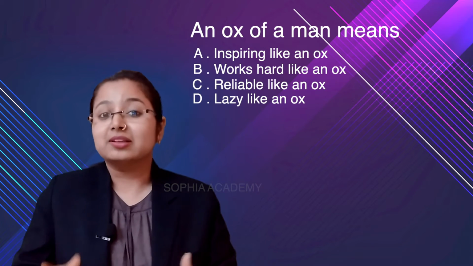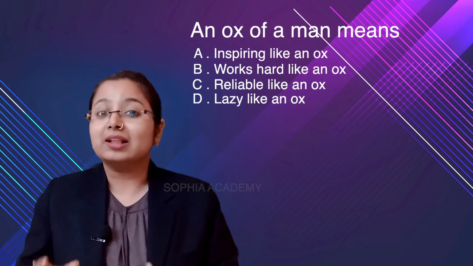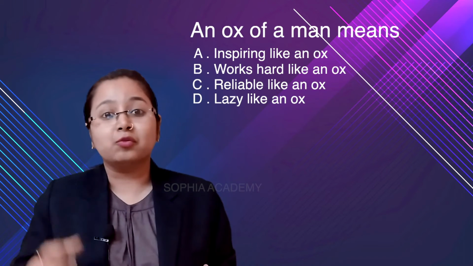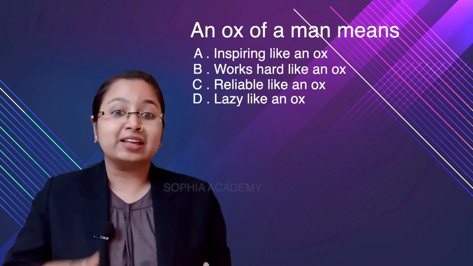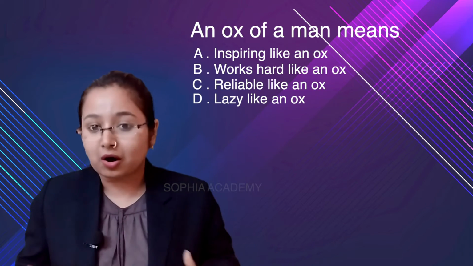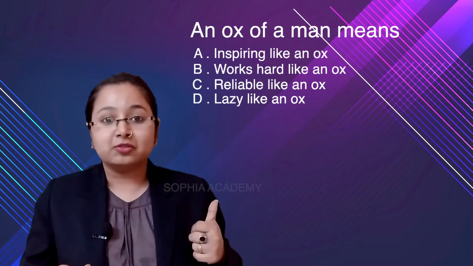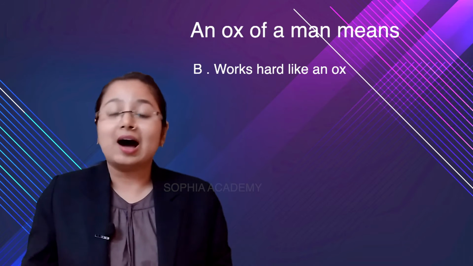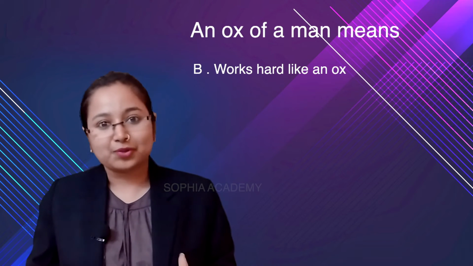So here students, Lencho was compared with an ox. Why? Because he was very hard working. He worked very hard in his field like an ox. So that is why Lencho was compared with that of an ox. So the correct answer will be option number B, that means works hard like an ox. Okay. So now let's move to the next question.